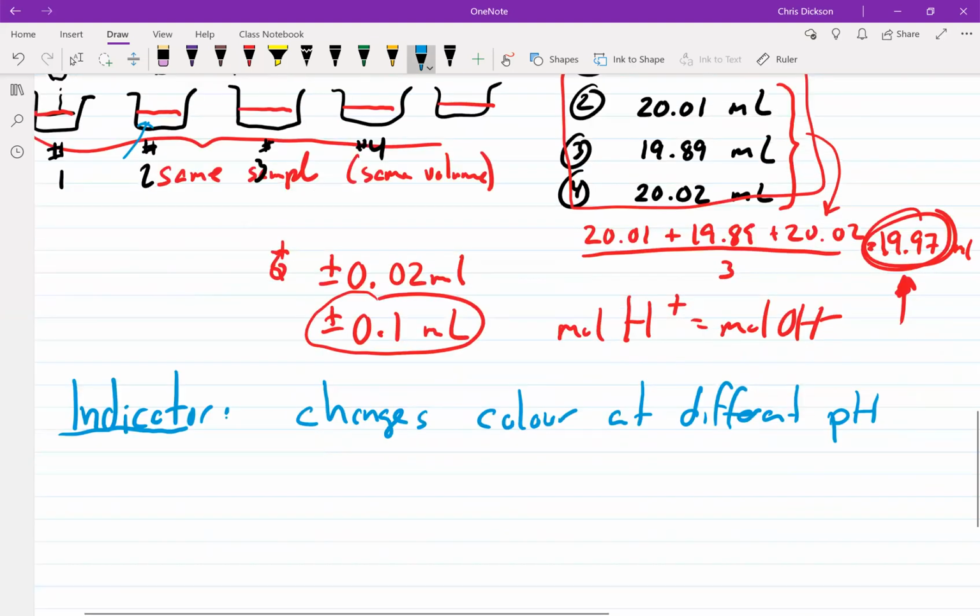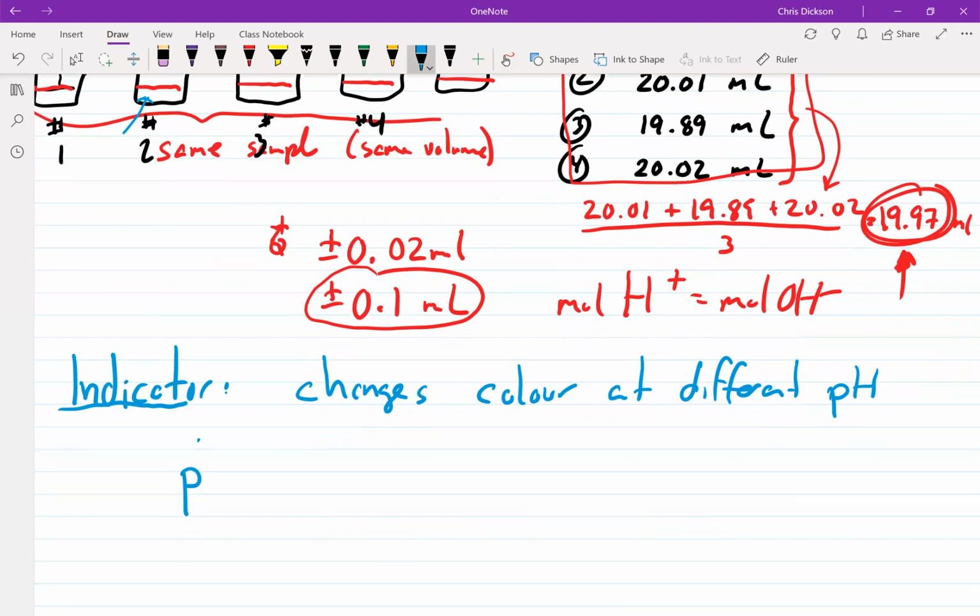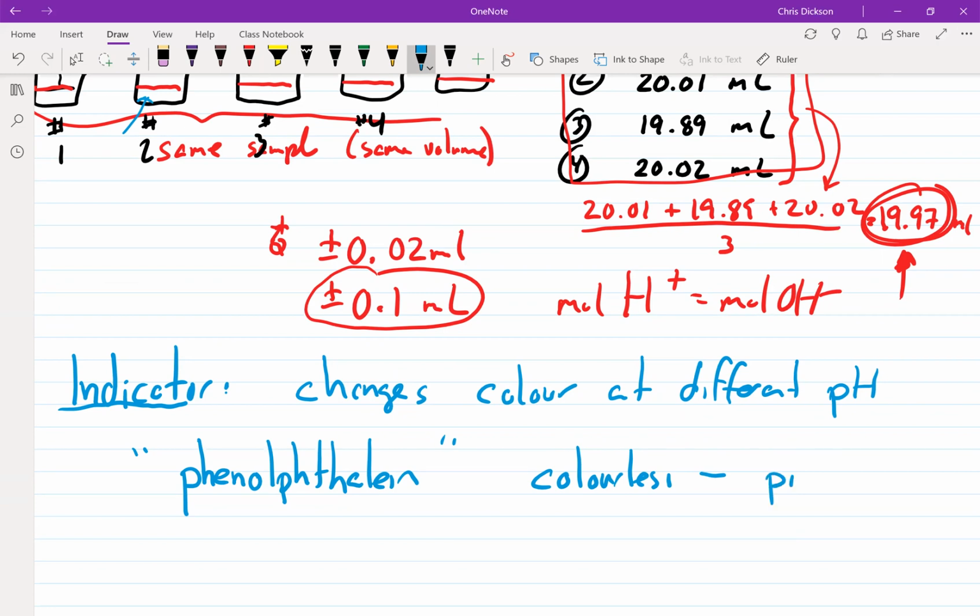The indicator we tend to use, and you'll probably see this written in some of the questions, is a tough one to say, especially if you have a speech impediment. Phenolphthalein. Not sure who thought of that word up. So phenolphthalein is an indicator that's colorless. So it has no color. It just looks like a glass of water at low pH. And then at a certain pH, it changes to pink. So basically, it goes from being colorless to pink.